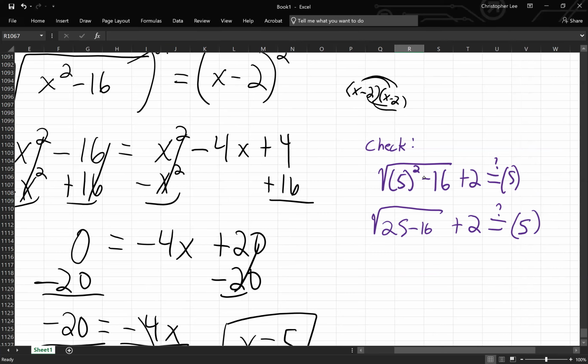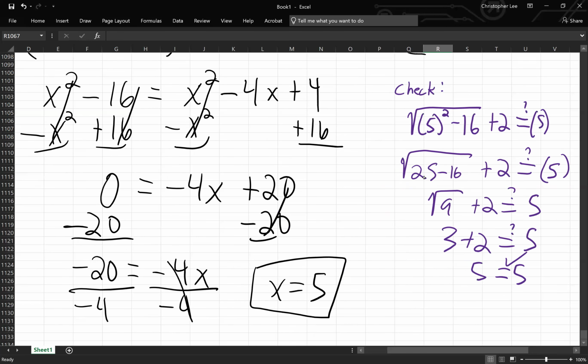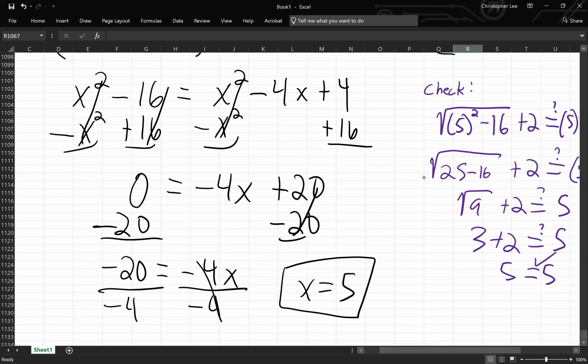This becomes, oh Lord, what's that? 9. So square root 9 plus 2. Allegedly, that might equal 5. This becomes 3 plus 2. Still not sure if that equals 5, but in fact, 5 does equal 5. That's it. That's how you check. So we good to go. Any questions on this? Good?